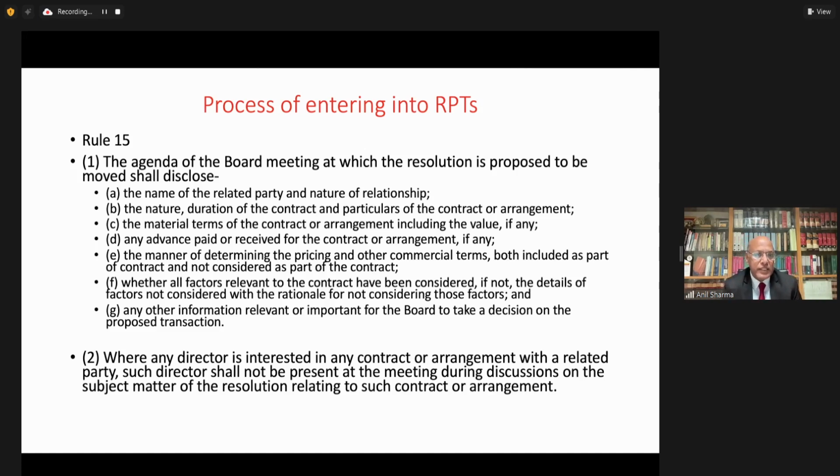requirement as per Rule 15 is where any director is interested in any contract with a related party, such director shall not be present at the meeting during discussion on the subject matter resolution relating to such contract or arrangement. So this is a second step. So agenda first, let the management give the complete detail, present before the board while proposing that resolution, and then if any director is interested, then he would not be participating in that meeting.